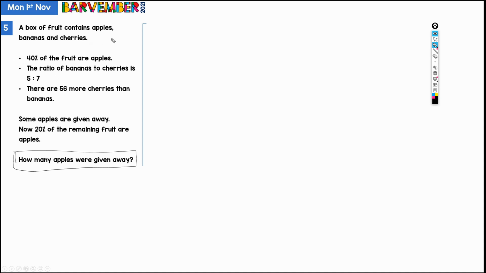Actually, the first thing I'm going to do is thank you, White Rose Maths. I love it when you do A, B and C. It makes the labelling so easy, but there we go.